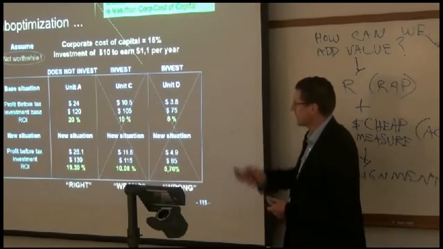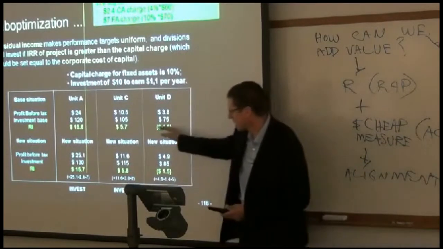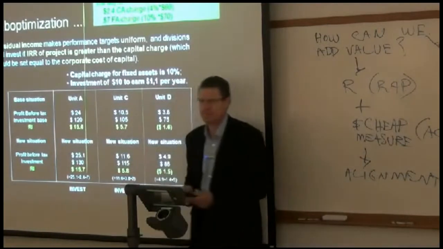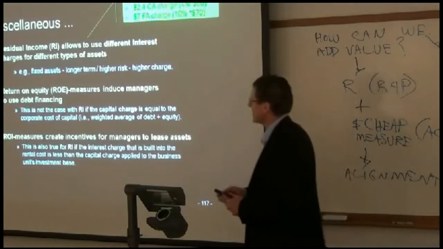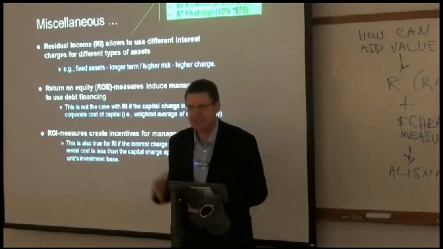So that takes us through two scenarios for optimization, and we try to avoid sub-optimization, and we overcome that by having residual incomes. Wow. So residual income in the end allows for different interest charges, different types of assets, as I explained.